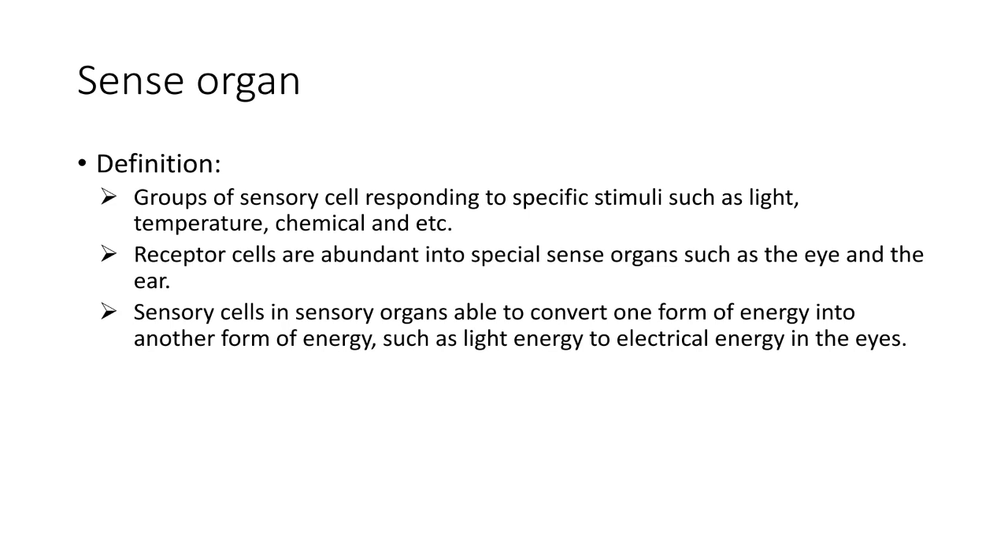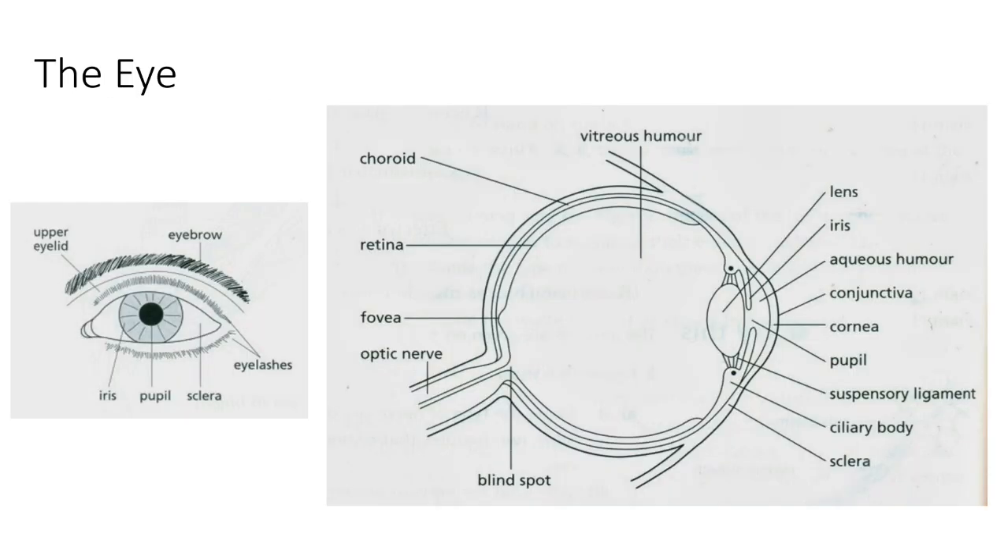Definition: groups of sensory cells responding to specific stimuli such as light, temperature, chemicals and so on. Receptor cells are abundant in special sense organs such as the eye and the ear. Sensory cells in sensory organs are able to convert one form of energy into another form of energy, such as light energy to electrical energy in the eyes.